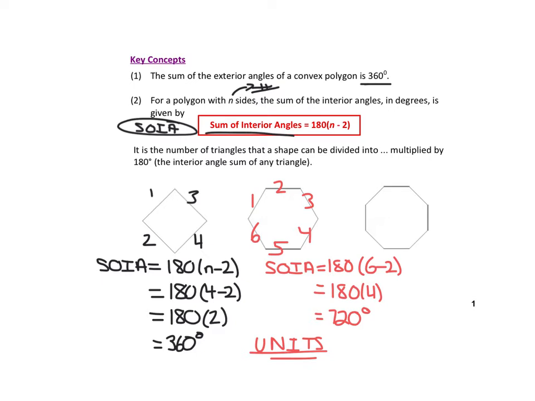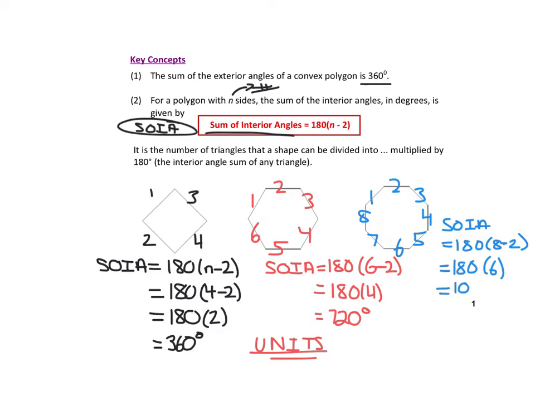And then our last shape. So 1, 2, 3, 4, 5, 6, 7, 8. So sum of interior angles equals 180 times 8 minus 2. 180 times 6 gives us 1,080 degrees.